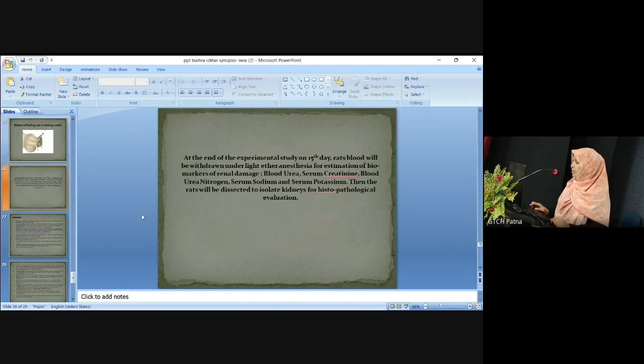At the end of this experimental study, on the 15th day, the rats' blood will be withdrawn under light ether anesthesia for estimation of biomarkers of renal damage, that is blood urea, serum creatinine and blood urea nitrogen. I will also be assessing electrolytes, that is serum sodium and serum potassium levels. Then the rats will be dissected to isolate the kidneys for histopathological evaluation. But I think this histopathological evaluation is excluded from the study, as many of the things are not provided.